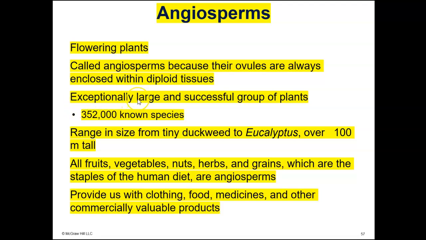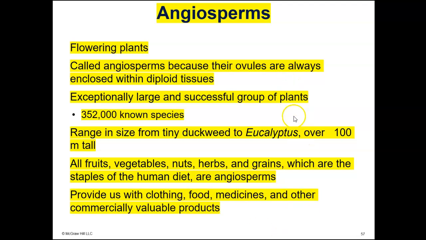The angiosperms are an exceptionally large and successful group of plants. There are 352,000 known species of angiosperms. They range in size from the duckweed to over 100 meters tall, like your redwood trees. All of our fruits, vegetables, nuts, herbs, and grains, which are the staples of the human diet, are angiosperms. Angiosperms provide us with clothing, food, medicines, and other commercially valuable products.